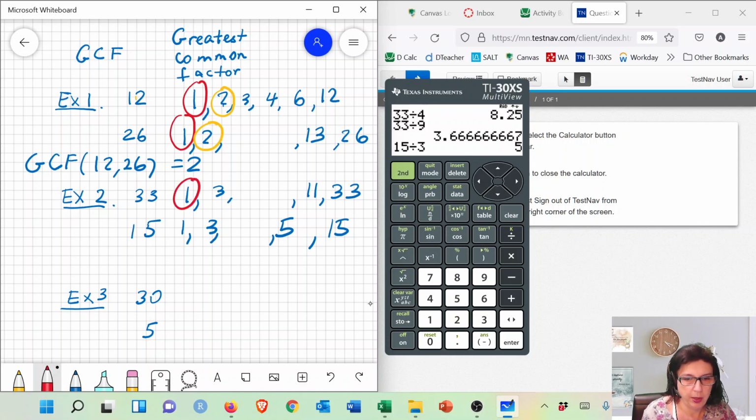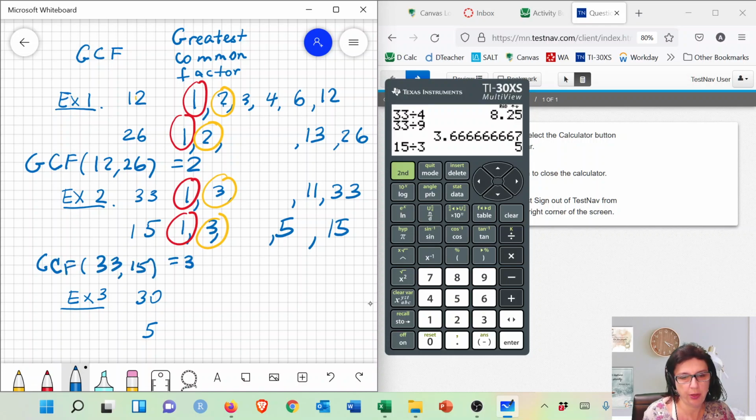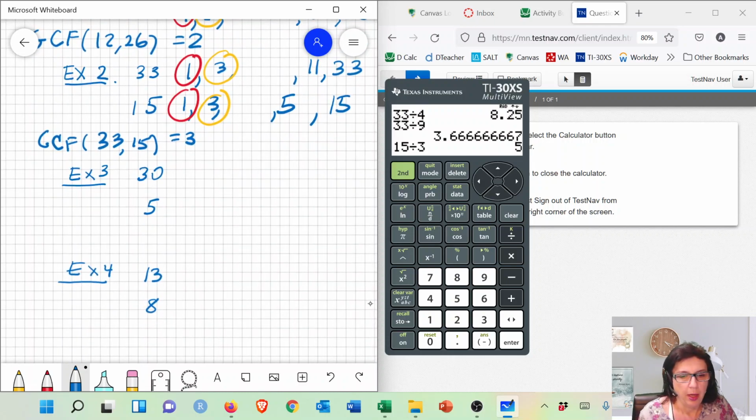So 1 is here, and 3. All right, so 3 is the greatest common factor. So we're going to say that GCF of 33 and 15, they share a 3 as a factor. Okay, how about 30 and 5? Okay, so let's try that.